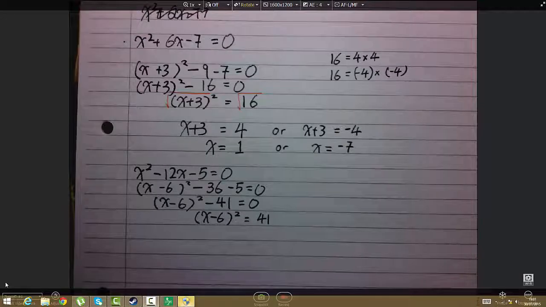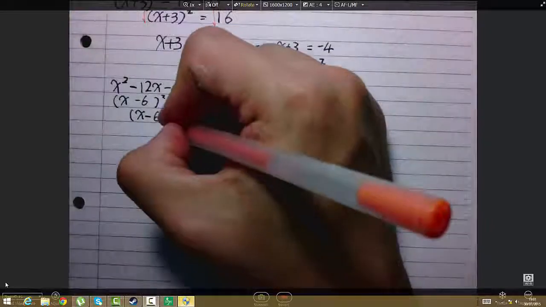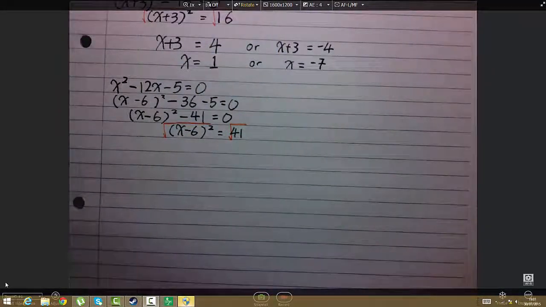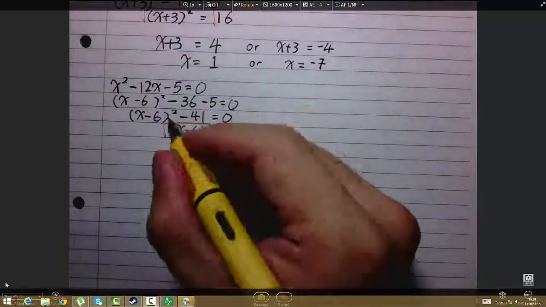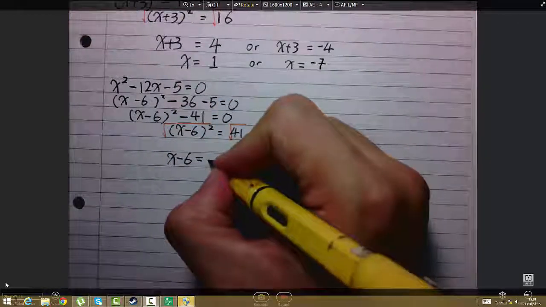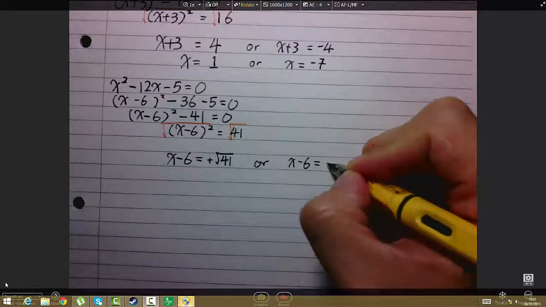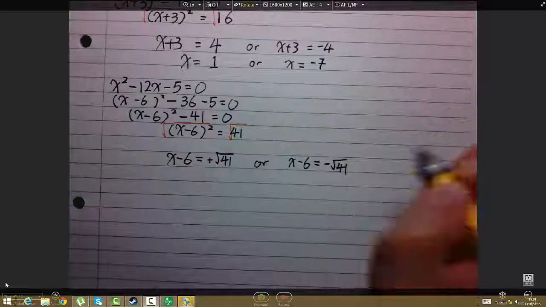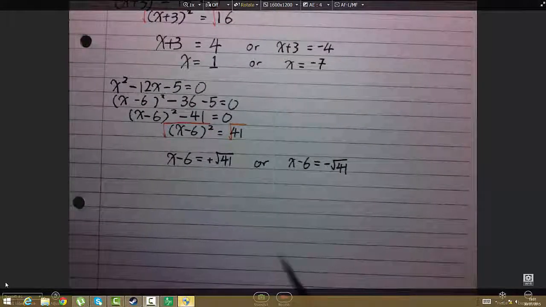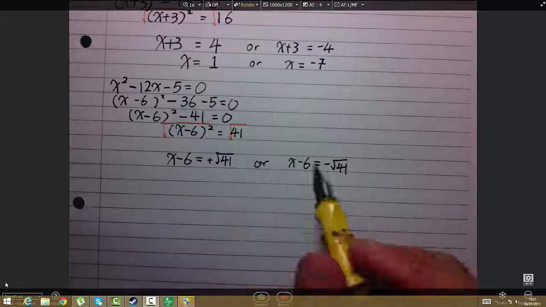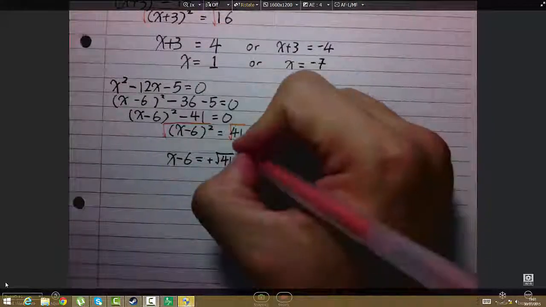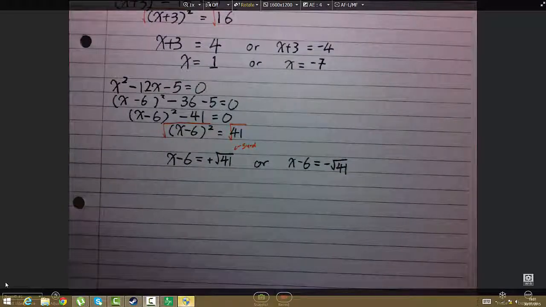Here is where the magic trick comes about again. What I do now is I will square root my left hand side and I'll square root my right hand side as well. So what I get is x − 6 = positive square root of 41, or x − 6 = negative square root of 41. Some of you may be tempted now to take a calculator and press square root of 41. I suggest to you not to do it, because leaving it in this square root form is called surd form. What happens here is it will retain its accuracy.